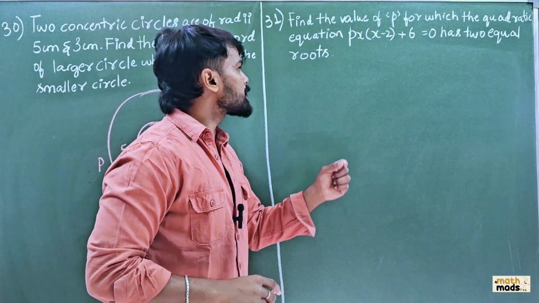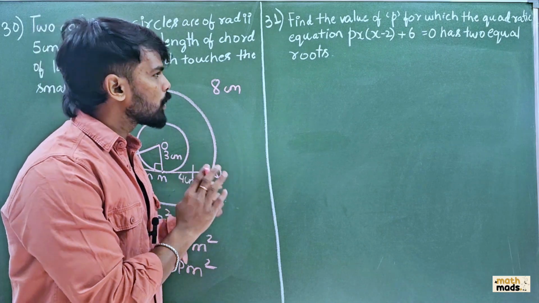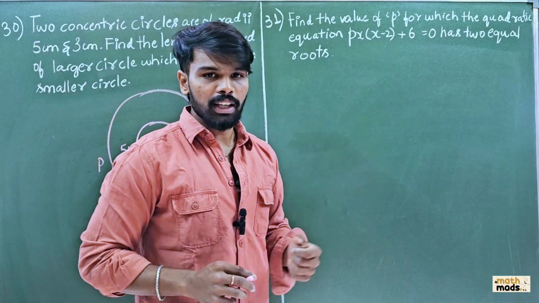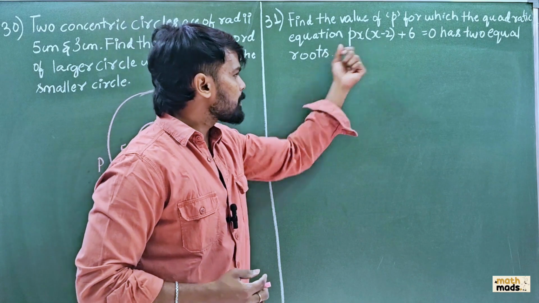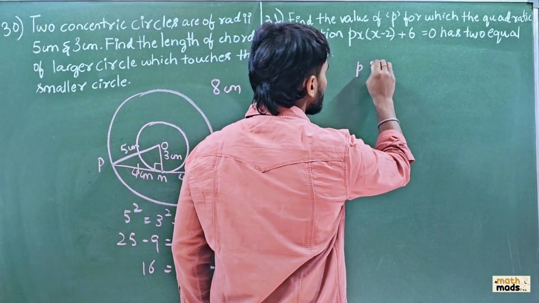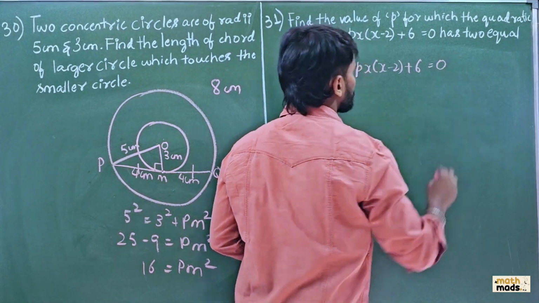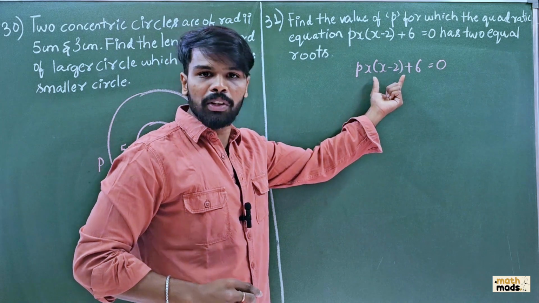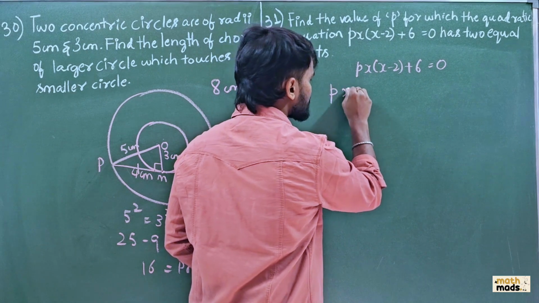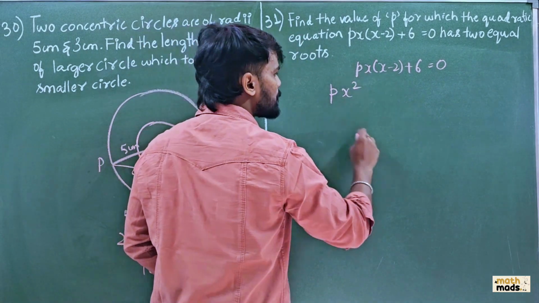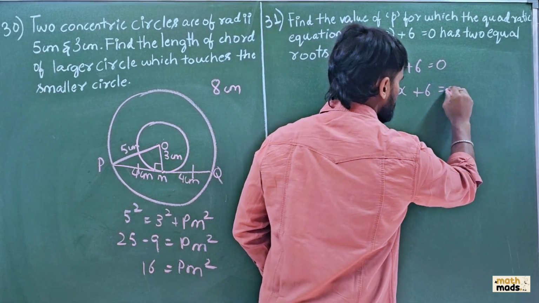Find the value of p for which the quadratic equation px(x - 2) + 6 = 0 has equal roots. Now, as soon as you see this kind of equation, there is no quadratic term given, right? So, don't feel tensed about it. Just observe it very carefully. px(x - 2) + 6 = 0. Suppose you multiply this with x, will you get a quadratic term? Yes. So px into x, what will you get? px square minus 2px. Write down plus 6 as it is, equal to 0.